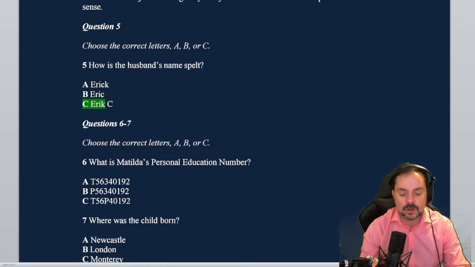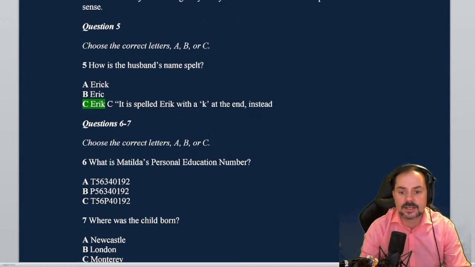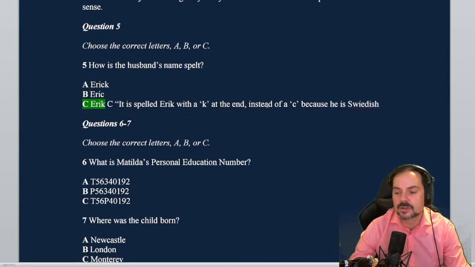Okay, so the woman actually says this. She says it is spelled Eric with a K at the end instead of a C because he is Swedish. Okay.